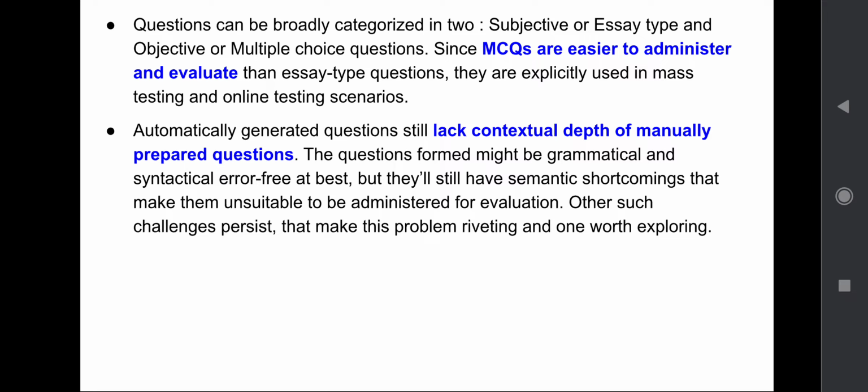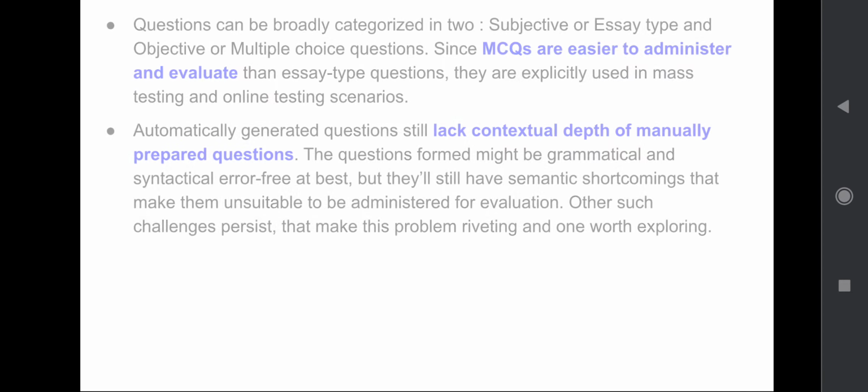Automatically generated questions till now lack the contextual depth of manually prepared questions. The questions might be grammatical and syntactical error-free, but they still have semantic shortcomings that make them unsuitable to be administered for evaluation. Other such challenges still persist in the field that make this problem a riveting one worth exploring. Now, we will formally describe the problem statement.